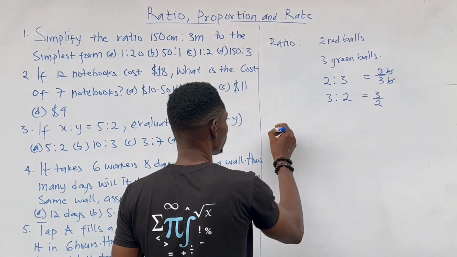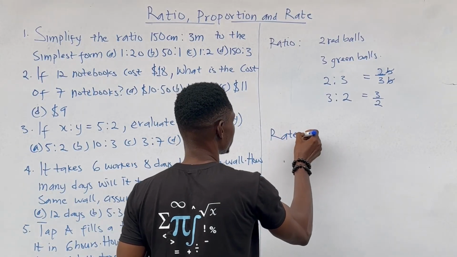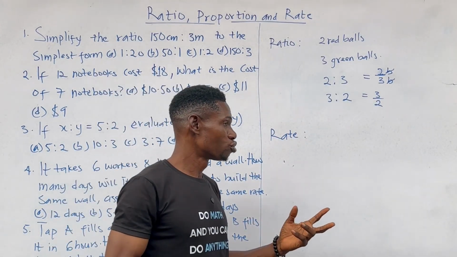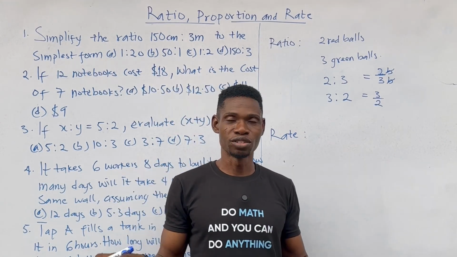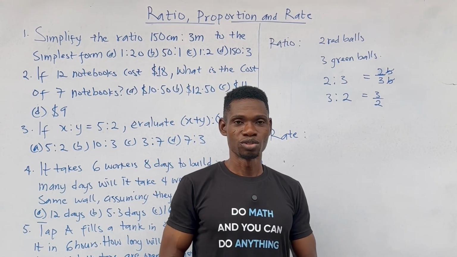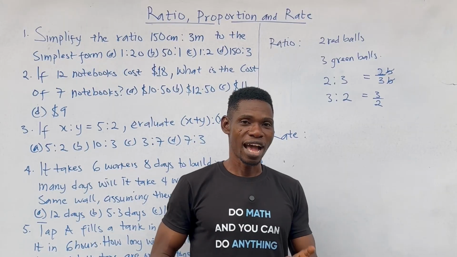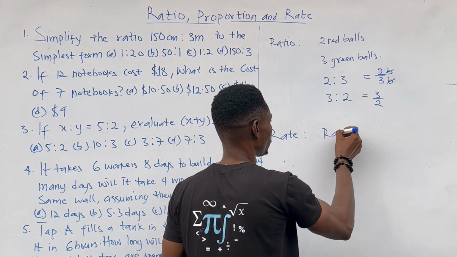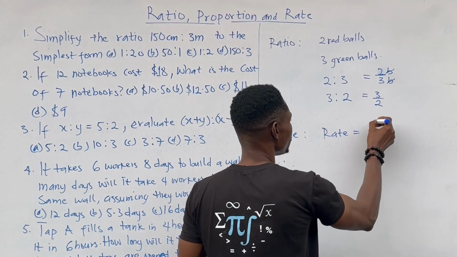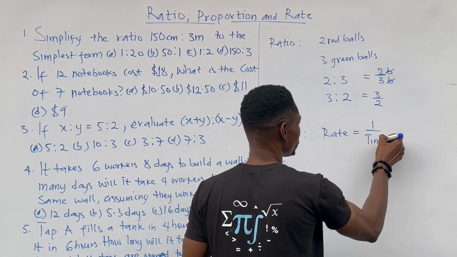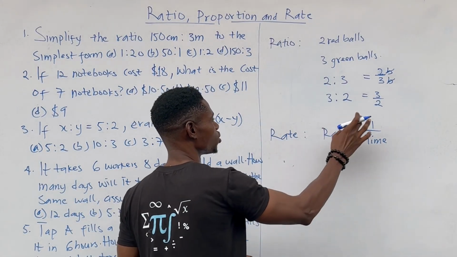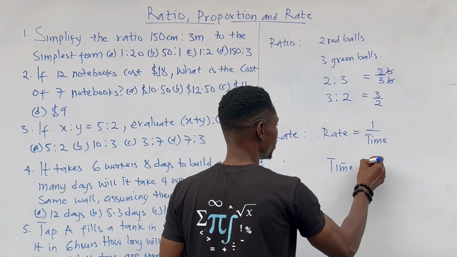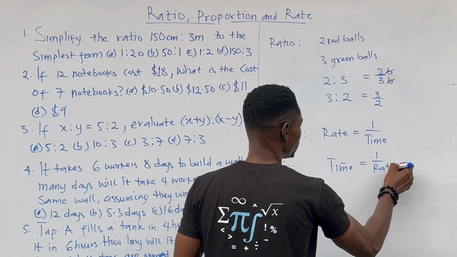So that's ratio. For rates, you are measuring 2 quantities of different units. And one thing you need to know about rates is that rate is inversely proportional to time. So rate is 1/time. And so time is 1/rate.